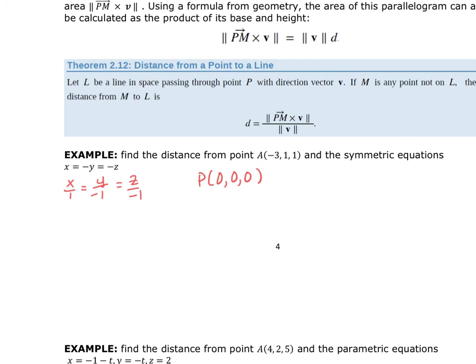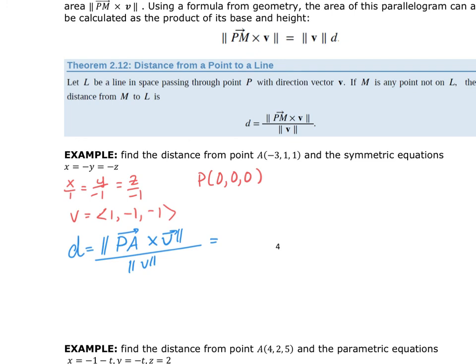Now, we also know the vector v is 1, negative 1, and negative 1. That's in the same direction as the line L. And that comes from our symmetric equation, 1, negative 1, negative 1. To find my distance, then, this is going to be the magnitude of the cross product from P to A, crossed with V, so that magnitude, divided by the magnitude of V.